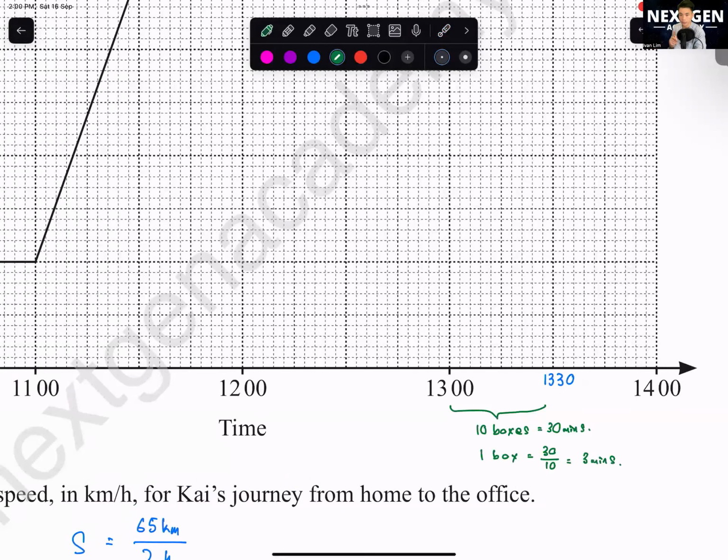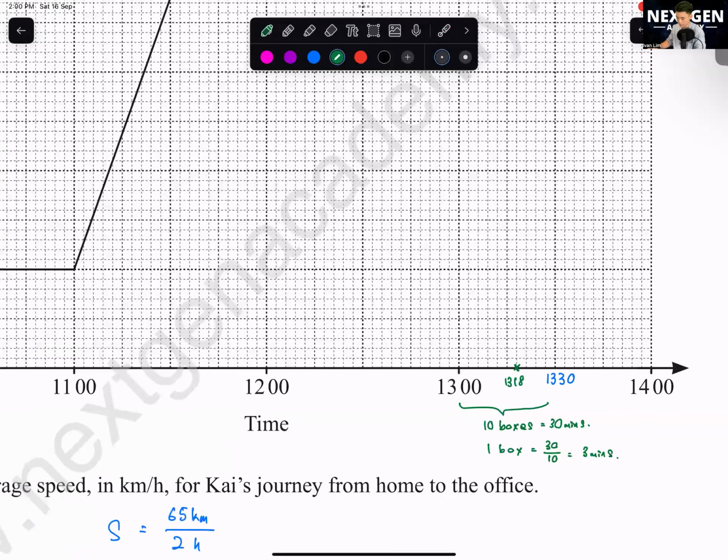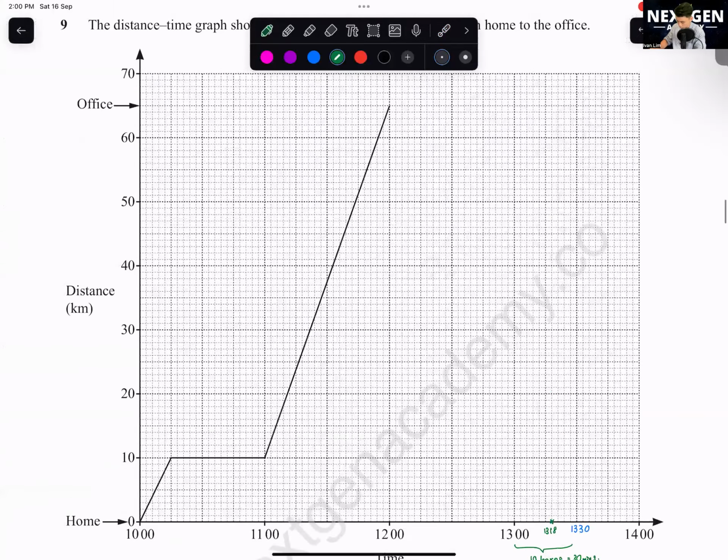Okay, we need to break it down like this. We cannot just simply estimate it. Okay, we want to find 13:18. 13:18 means 13 plus 6 boxes. That means over here. Okay, this is 13:18 because 1 box 3, 6 box will be 18. So we're going to draw all the way down like this. 13:18.